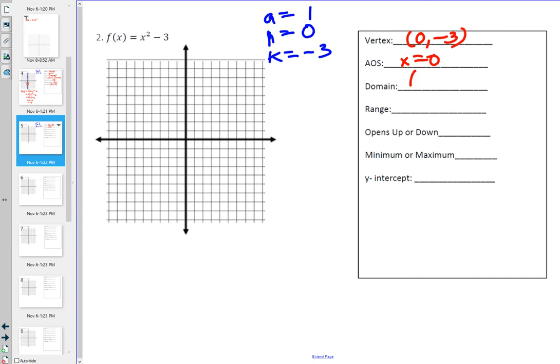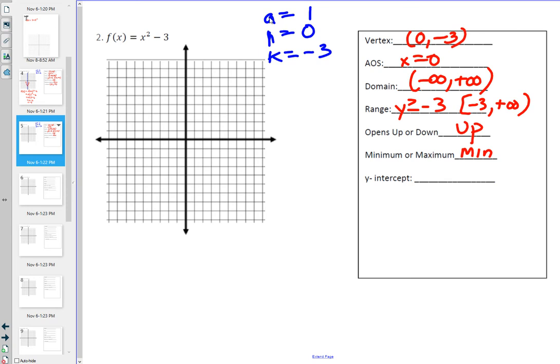Domain is all real numbers, so negative infinity to positive infinity. The range is going to have something to do with negative 3. Is this going up or down? Up. So this would be y is greater than or equal to negative 3. Or in interval notation, it would be a bracket at negative 3, because it touches negative 3, but then to positive infinity. Since it goes up, the vertex is a max or a min? It is a min.